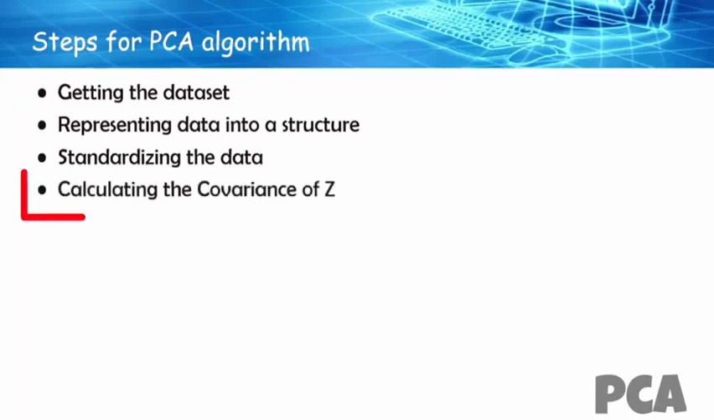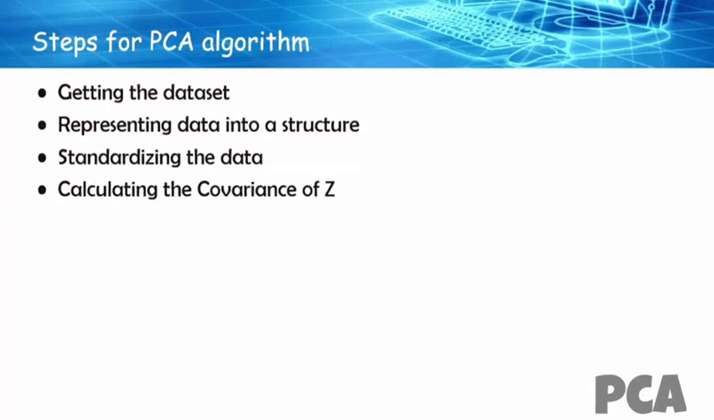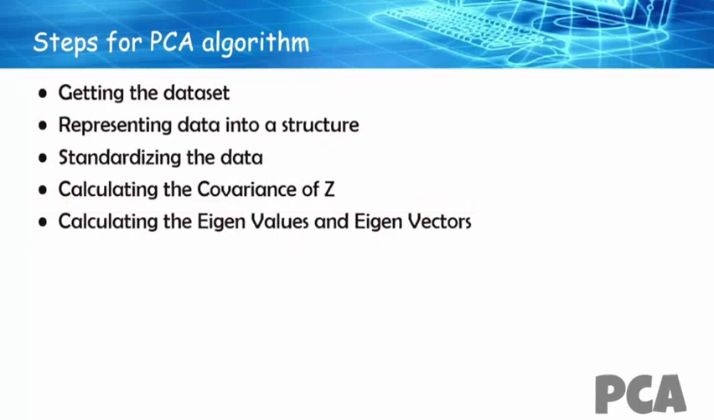And the next step is calculating the covariance of Z. Okay. So to calculate the covariance, we will take a matrix, matrix Z. Then we'll make a transpose of it. After the transpose, we will just multiply it by the value of Z. Okay, so that will be the output, the covariance matrix. So we are just getting the covariance, and next we will be calculating eigenvalues and eigenvectors.